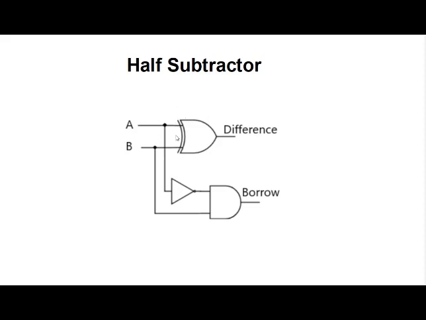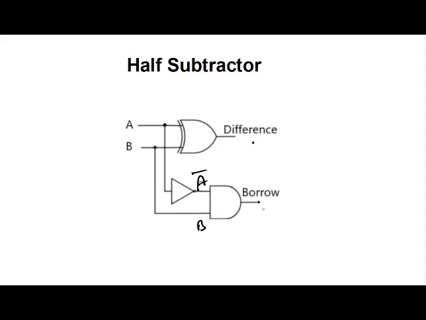So this is the circuit diagram to implement a half subtractor. It has two inputs, A and B, and two outputs, difference and borrow. To implement the difference we need an XOR gate, and to implement borrow we need a NOT gate with an AND gate. So this is A bar, and this is A bar AND B. The output would be the difference at this point, and we have the borrow at this point.